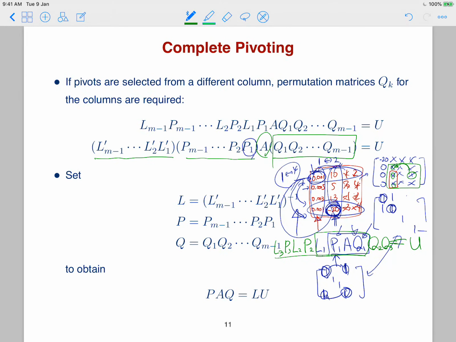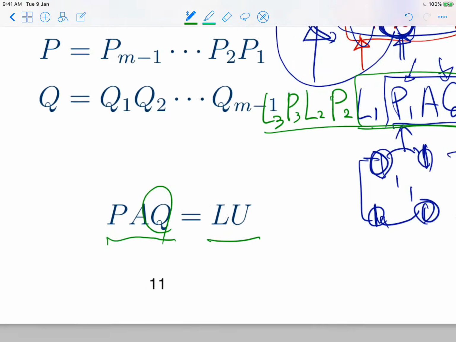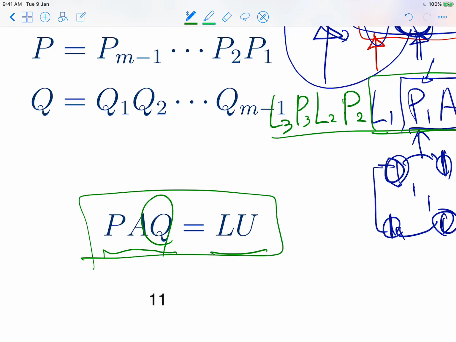So in general, if we think of this whole product of the column permutations as Q, then PAQ is equal to LU, where we just take the inverse of it and move it to this part. Okay, so this is the LU factorization version with the complete pivoting. So let's utilize this to solve our linear system.